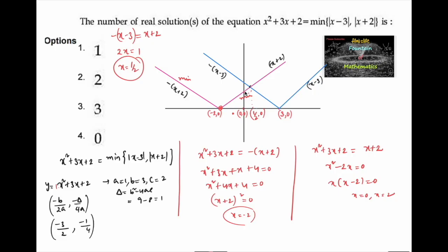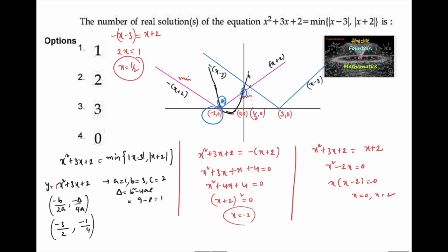Means you can say the graph will intersect the point here. So the parabola can be taken as this is the parabola we can consider, and clearly we can say that the graph is intersecting in the minimum portions. There are only 2 points. So one point is here, that is minus 2 comma 0, and another point is here, that is 0 comma 2.